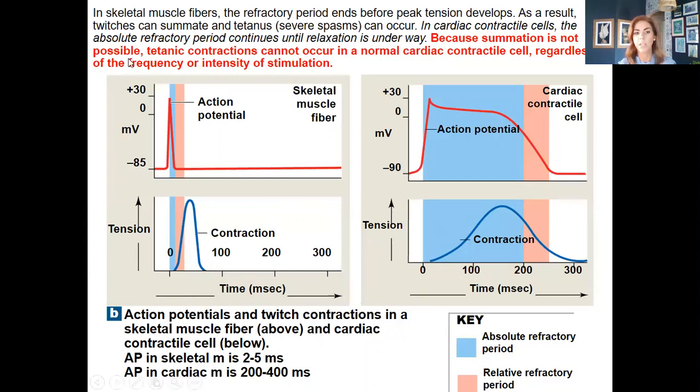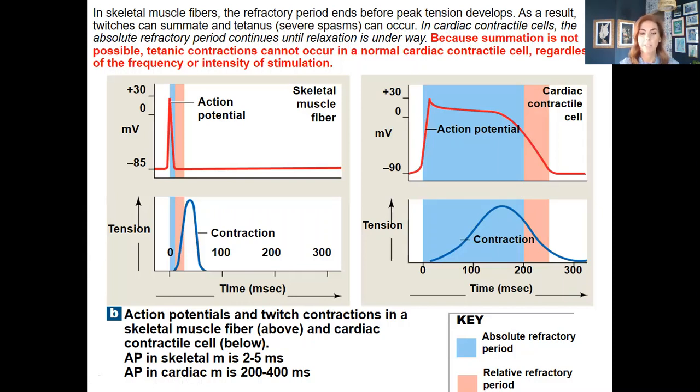So if you look up at the top, in skeletal muscle fibers, the refractory period ends before the peak tension develops, and as a result, twitches can summate and tetanus or severe spasms can occur. In cardiac contractile cells, the absolute refractory period continues until relaxation is underway. So therefore, we cannot have summation, and therefore we cannot have tetanic contractions within the cardiac contractile cell, regardless of the stimulation. So that's very important.